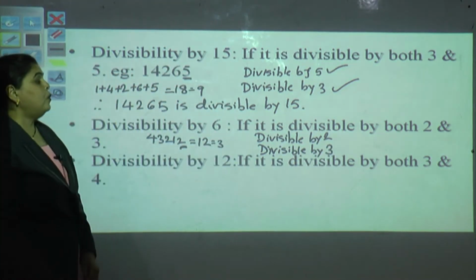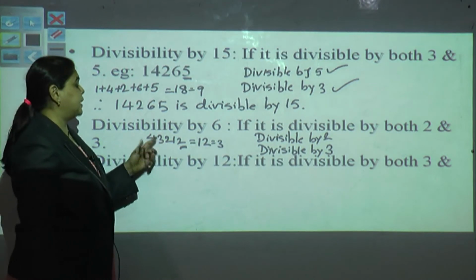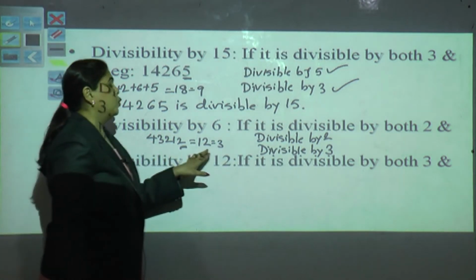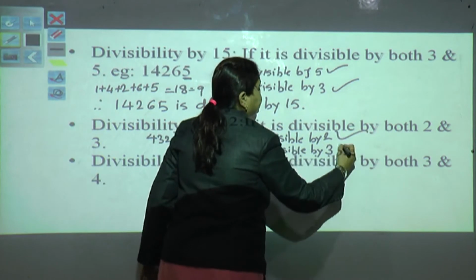So now this given number, what is the given number? 43212 is divisible by 2 as well as by 3.